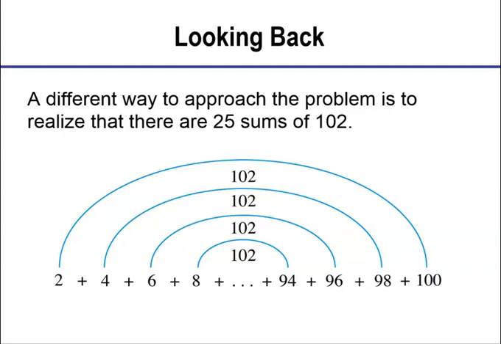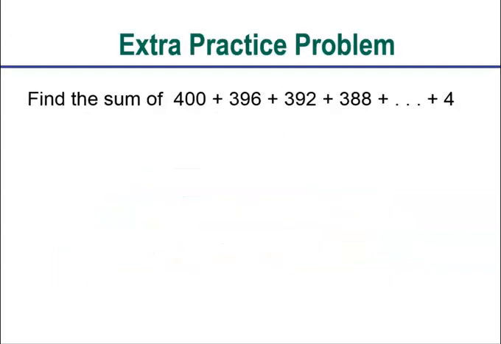So let's try one more problem. And y'all, this is going to be similar to the homework. I picked this extra because it's very similar to a homework problem. And here's our problem. They want us to find the sum of 400 plus 396 plus 392 plus 388 all the way down to 4. Now this might not seem very much like a Gauss problem, but let's see what we can do with this. And the first thing I feel like I need to do is put it in ascending order.